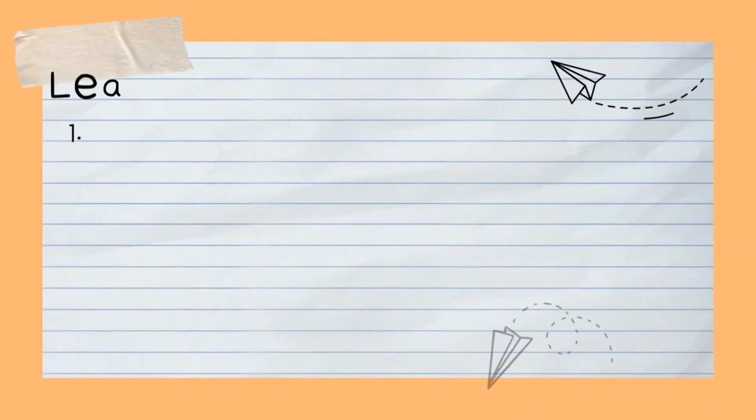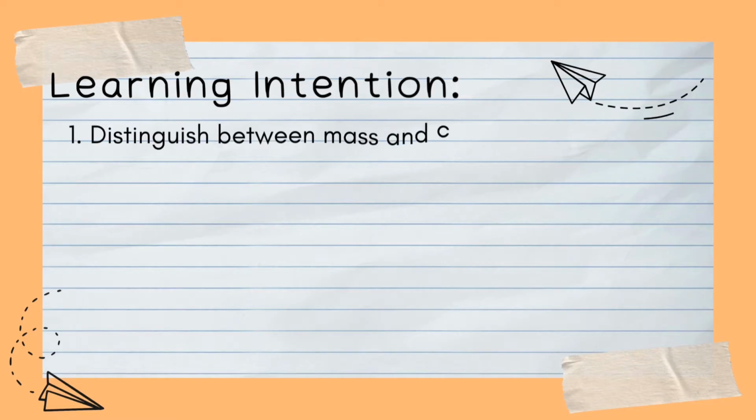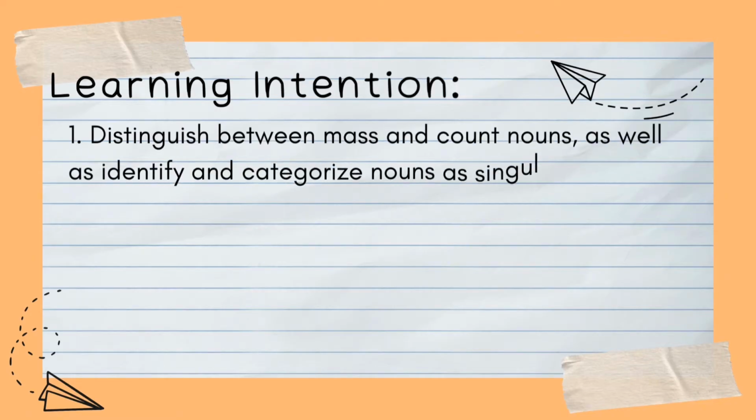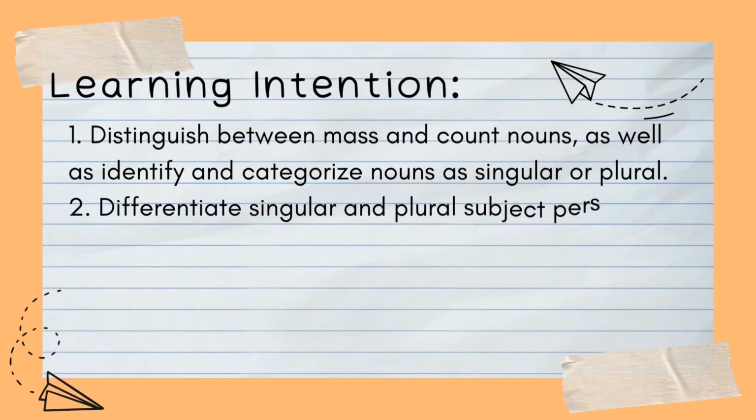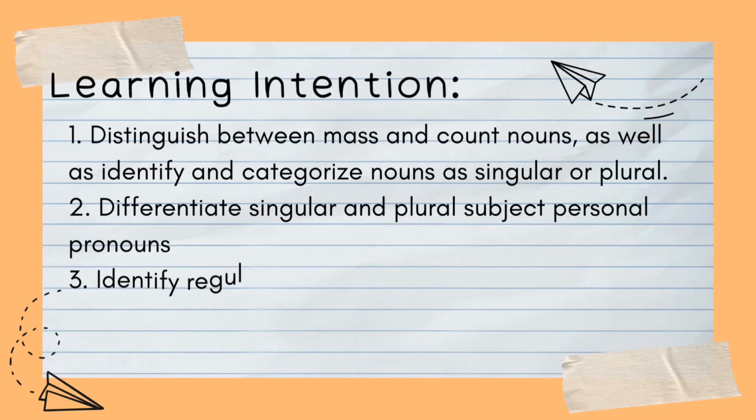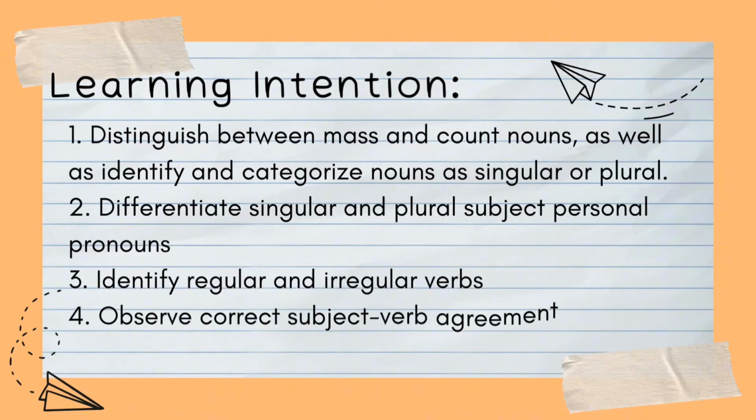Okay, so for our lesson objectives, our learning intention for this week is to distinguish between mass and count nouns as well as identify and categorize nouns as singular or plural, differentiate singular and plural subject and personal pronouns, and identify regular and irregular verbs, plus observe the correct subject and verb agreement.